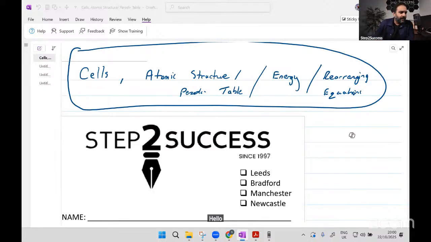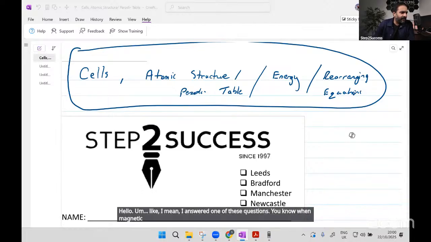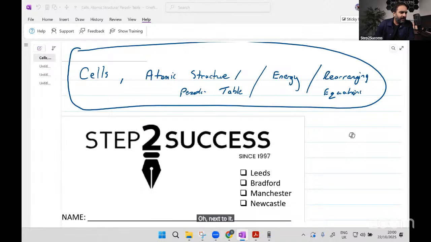Hello. Right, let me answer one of these questions. You know when magnetic materials only attract? If I flip the magnet's pole next to it, will the materials, well? It's a slightly unusual question that.